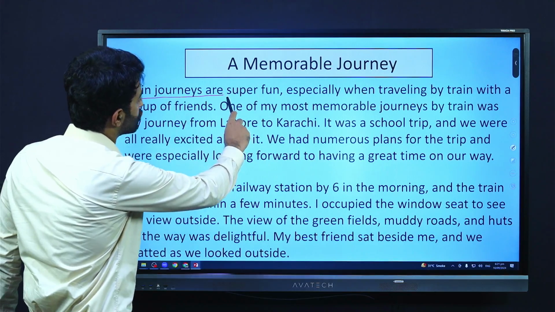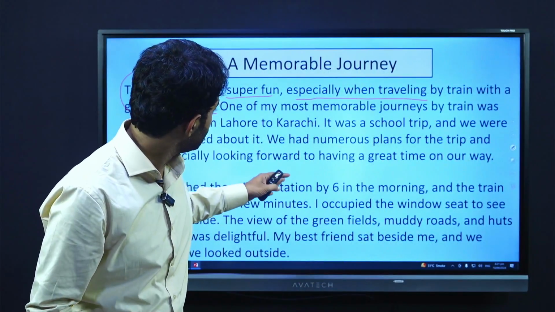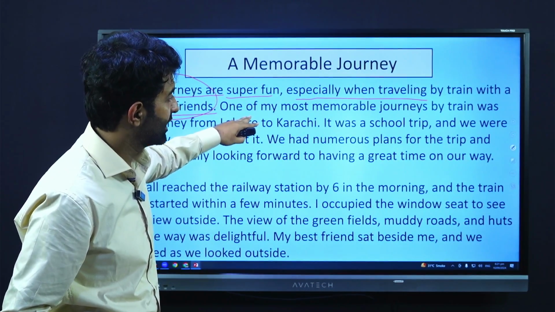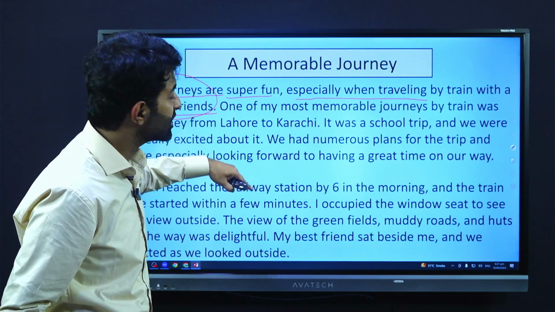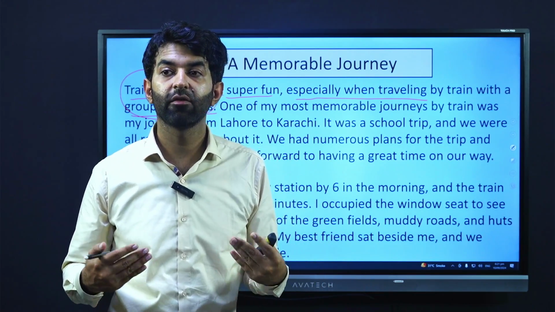Train journeys are super fun, especially when traveling by train with a group of friends. Now, topic sentence clear hai? The whole essay is very much clear, that the journey we are talking about is held by train, and we have some friends. So this is a person who's writing this essay, using trains as a vehicle, as conveyance to have a journey.